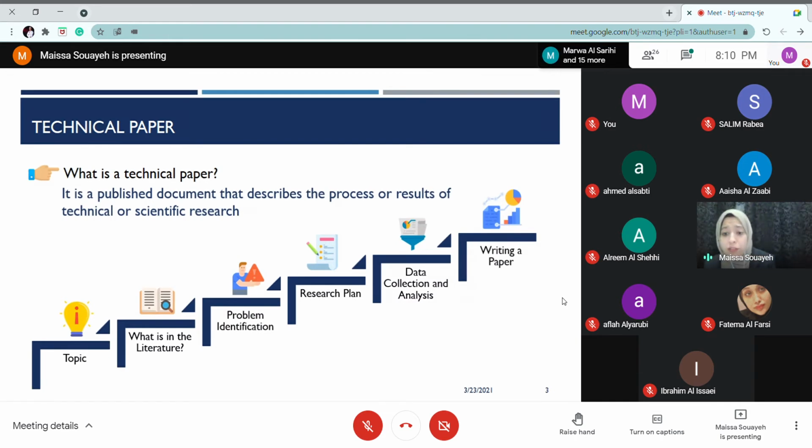And then after conducting the experiments and doing all the research work, you will collect the data, which are the results, and then you'll analyze the data. And then after analyzing the data, doing a full discussion of it and coming up with a conclusion, at the end you will write your paper.